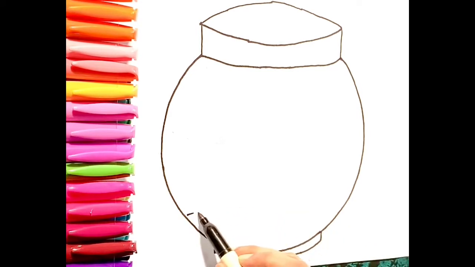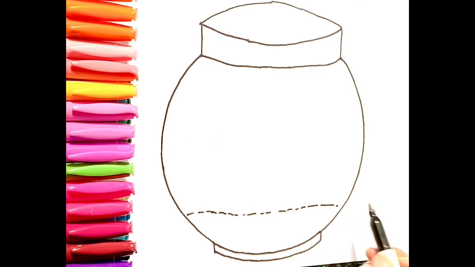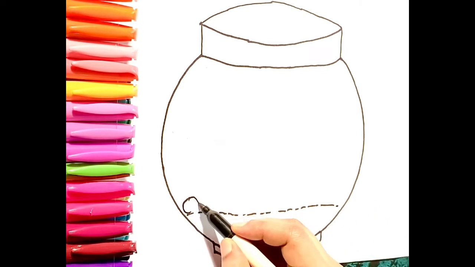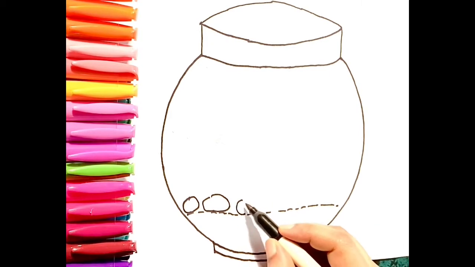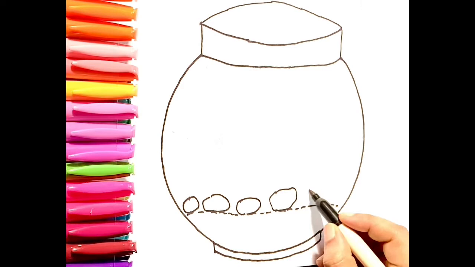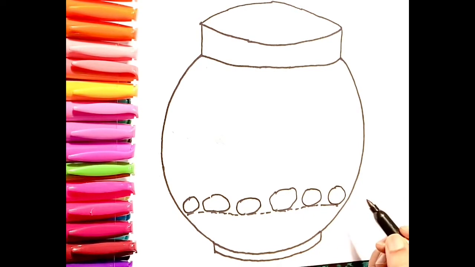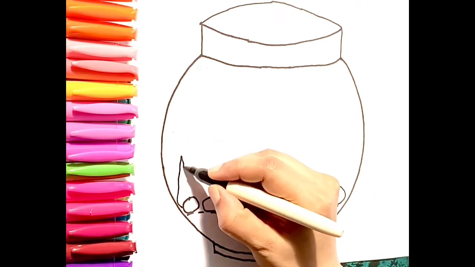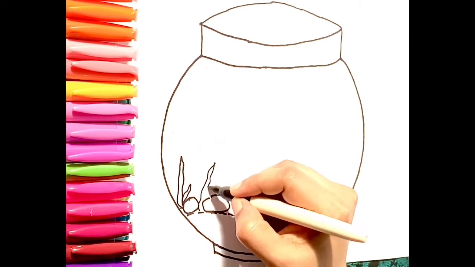Make dots for sand. Now by using circle and oval, draw stones. Now draw parallel curves ending with sharp edges for plants.